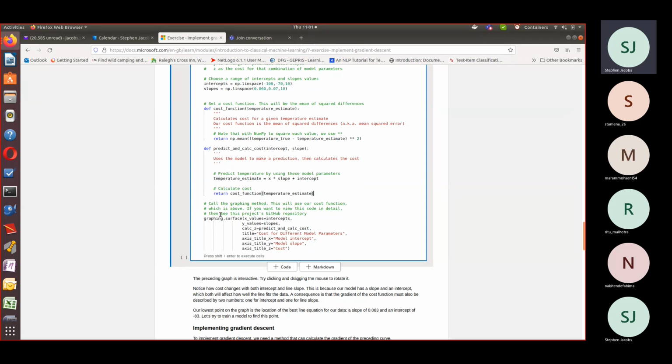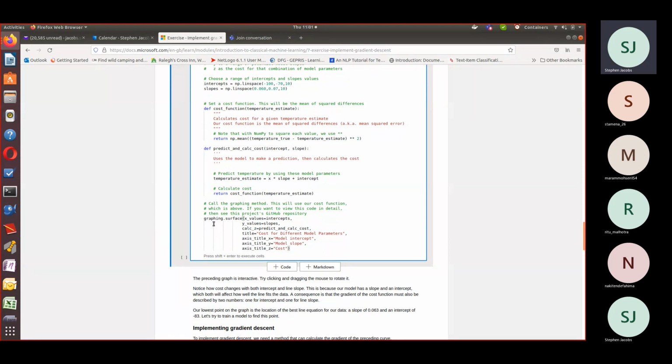This will use our cost function, which is above. If you want to view this code in detail, we can. That's in graphing.py. If you look in graphing.py, you'll see how the code works. It's a very straightforward graphing function. I like the idea that they've imported something like that rather than anything commercial, because it keeps it nice and simple.